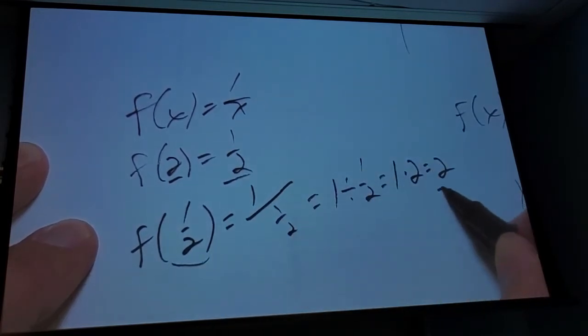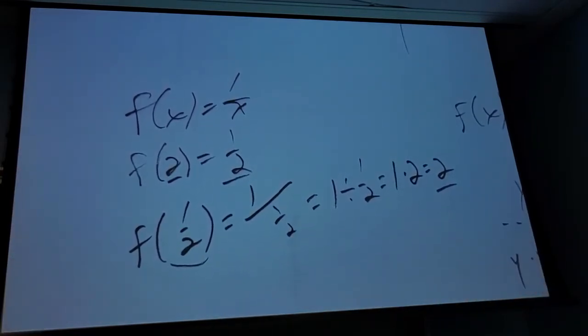f of 1/2, of course, comes back to 2, because if the function says flip it, how do you undo that? Flip it again. So of course it's its own inverse. Going in, we might not see it as obvious, but once we do it, we realize the function and the inverse are the same thing. And you go, why does that make sense? Because how do you undo a flip? You flip it back.